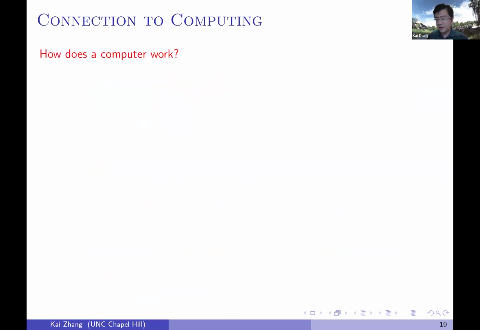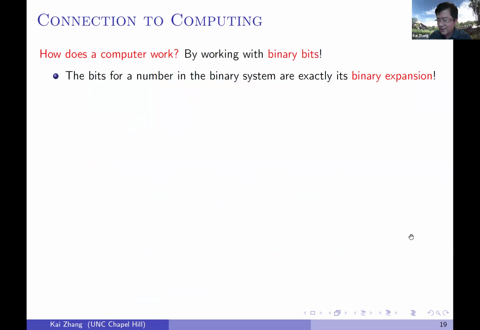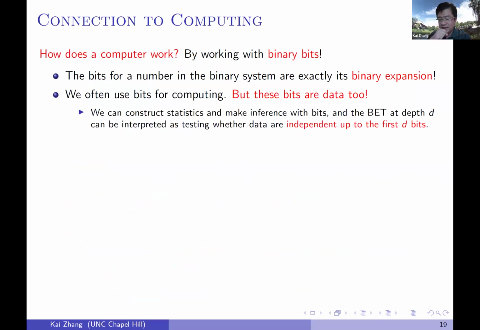I want to make a comment about the connection to computing. How does a computer work, right? They work with bits, and bits are basically the A's and B's in this binary expansion, right? One message I want to mention is that we all use bits all the time for computing, but bits are data as well, right? We can construct statistics with bits, and we can make inference with bits. If you look at the BAT at depth d, it's nothing but testing whether the data are independent up to the first d bits. That's exactly what we are doing, right? And the bits are free.